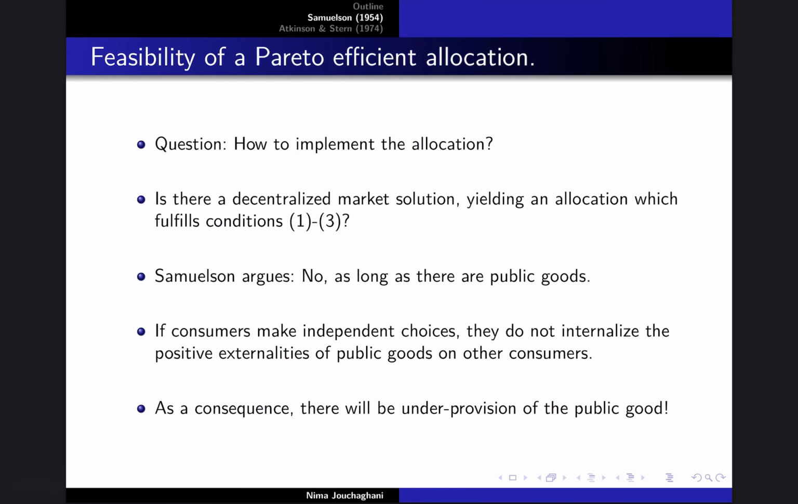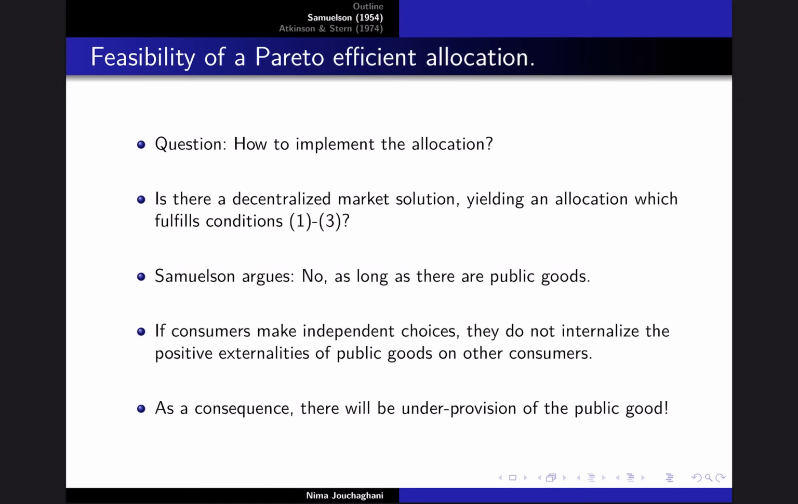Okay, there is one remaining question in this paper: how shall we implement the allocation? We determined the necessary conditions for Pareto efficiency and one condition for a social optimum. But the question arises now, how can we implement such an allocation? How can we get to the solution that I showed you before? And if there is no social planner, is there a decentralized market solution which yields an allocation which fulfills conditions 1 to 3?